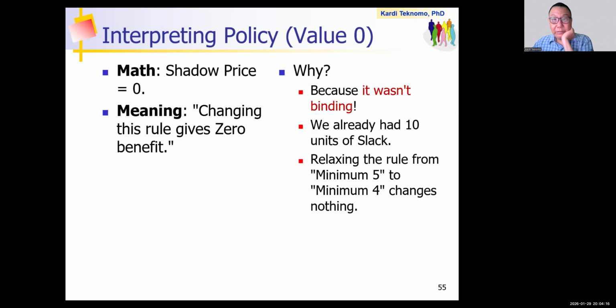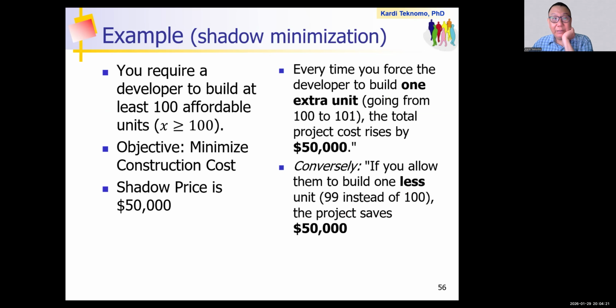Once you understand the meaning of shadow price, let's get another example. This is another example of minimization, totally different from earlier. If you require a developer to build at least 100 affordable units, this is a new problem, and the objective is to minimize the construction costs, and you have the shadow price of 50,000.